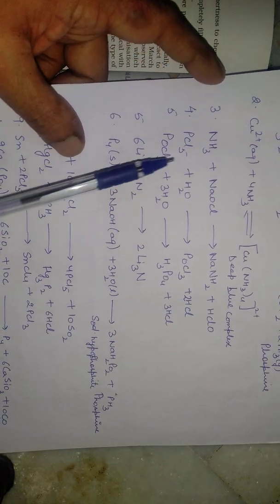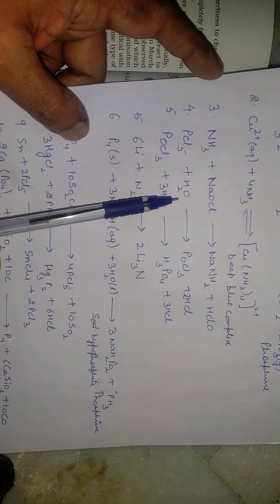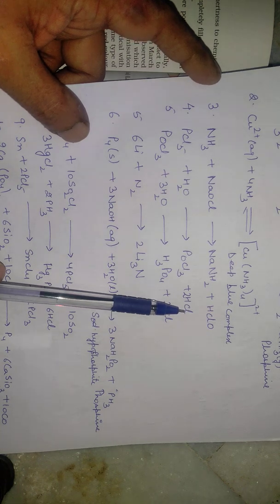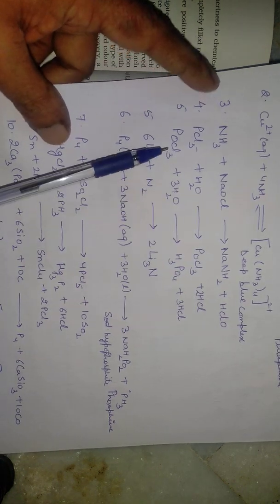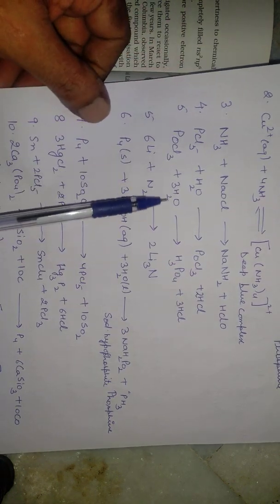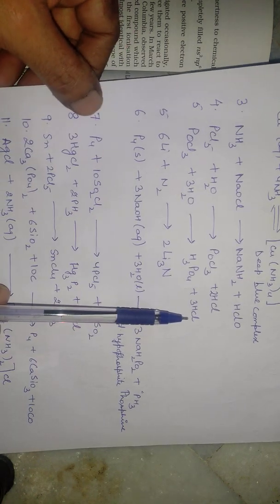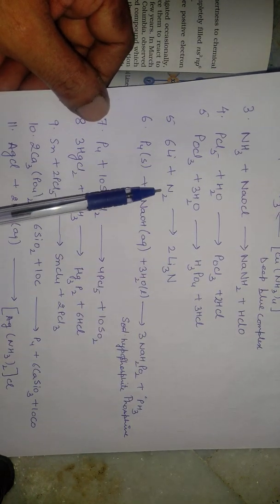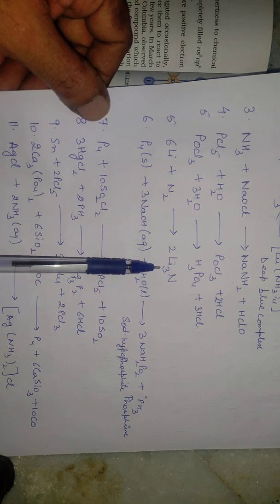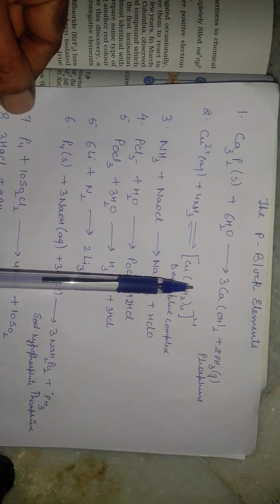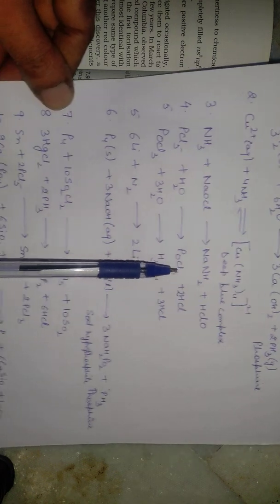Similarly, phosphorus pentachloride reacts with water, resulting in the formation of phosphorus oxychloride POCl3, and HCl also gets liberated. When phosphorus oxychloride POCl3 reacts with water, it results in the formation of phosphoric acid, and HCl also as a byproduct. When lithium reacts with nitrogen, it results in the formation of lithium nitride. So these are all very important reactions. Take a snapshot of these reactions.